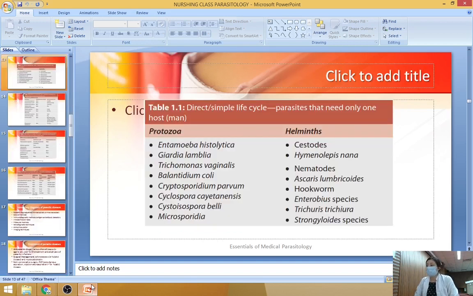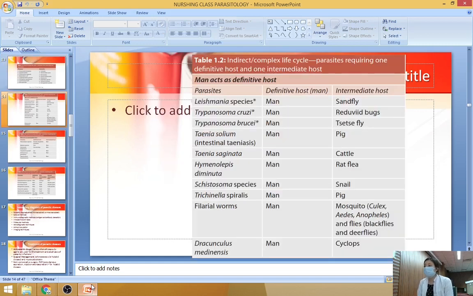So direct or simple life cycle means the parasite needs only one host, that is the man, okay. So it will be like protozoa, helminths. Thus you have to know the examples, okay. Do not learn all the examples. If they ask you to give examples of simple or direct life cycle, just say 1 or 2 each, okay, like 3 or 4. You have to know the names, okay. This is important. And the indirect or complex life cycle, okay, which requires more than one host, okay. This is the indirect or complex life cycle. We have to know the examples, okay.